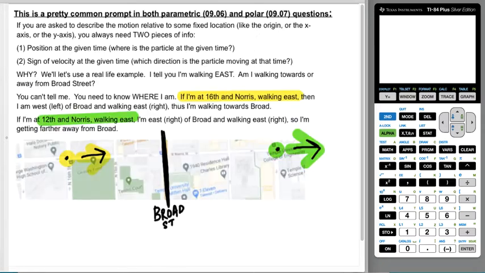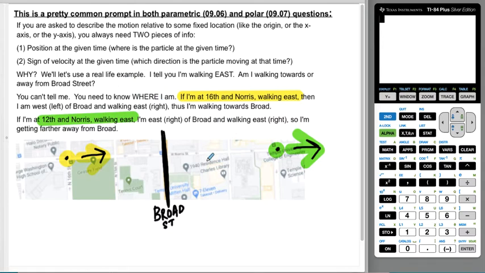All right, so we talked a little bit about this in the last video. If you're asked to describe the motion relative to some fixed location, like the pole or the origin or the x-axis or the y-axis, you always need two pieces of info. And I did talk about this in another video just without the visual because I'd already prepped it for this slide, and here we are. So you need to know where the particle is at a given time, right? The position. So is it above the y-axis, below the y-axis, above the x-axis, below the x-axis, left of the y-axis, right of the y-axis? Where is it relative to the pole, right? And then you need to know the sign of the velocity at the given time, right? What direction is the particle moving?